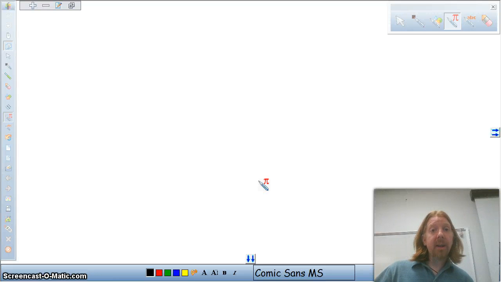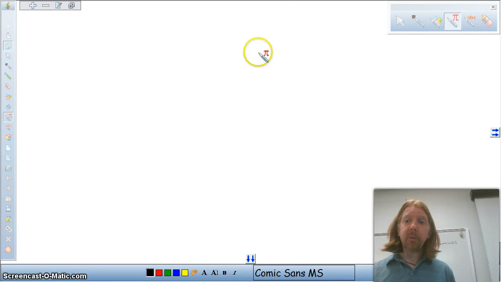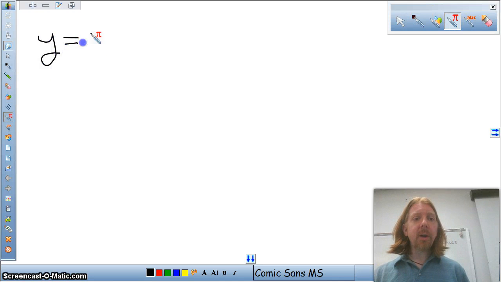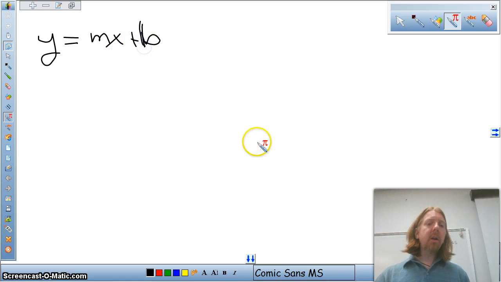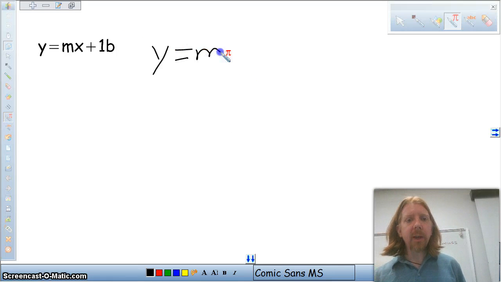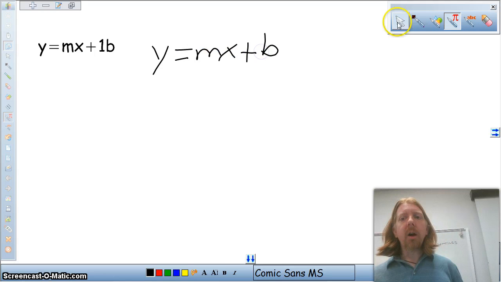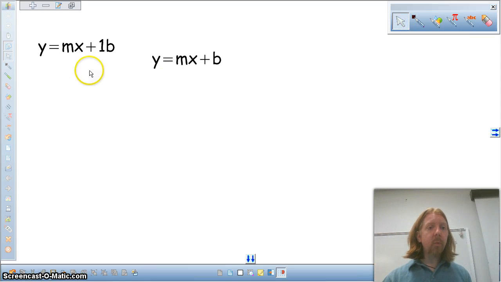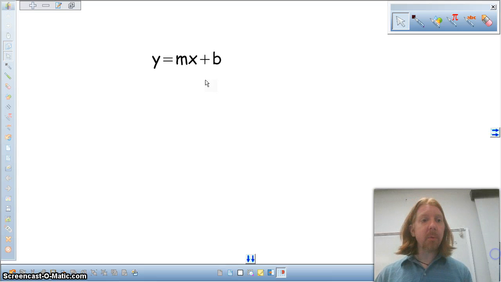All right, as we move into 5.2, we're going to be looking at the use of intercepts with equations. Before we begin, we need to review a couple quick ideas. First, equations written in this format, y equals mx plus b, are in what is called slope-intercept form.